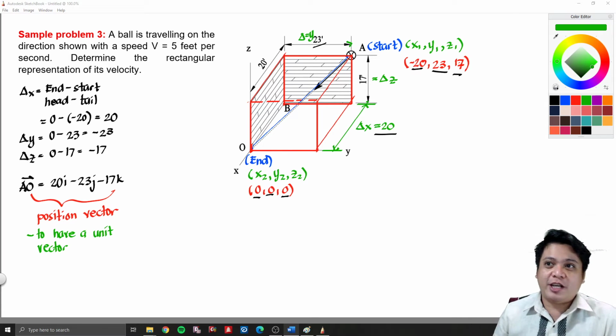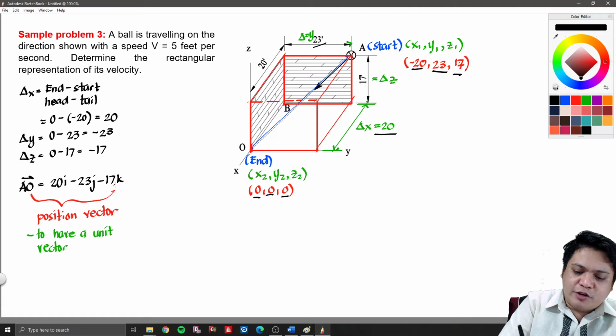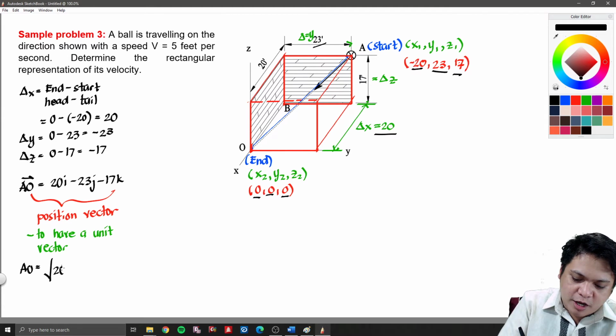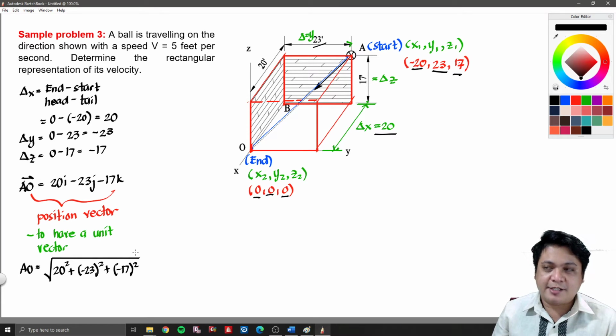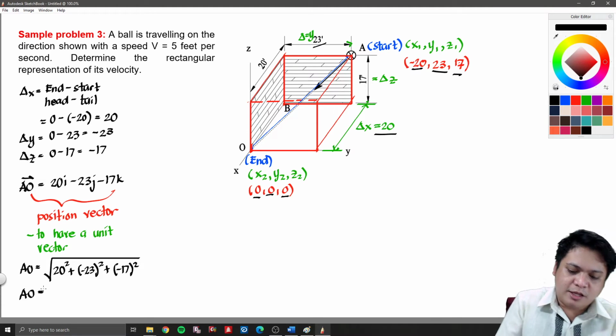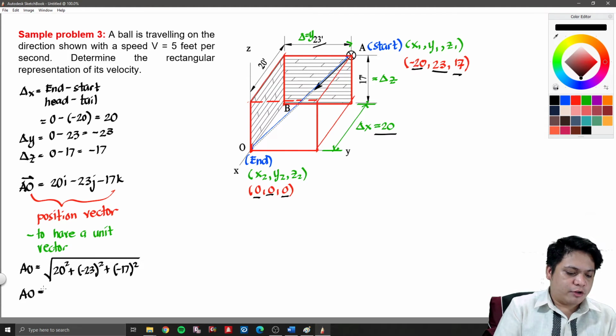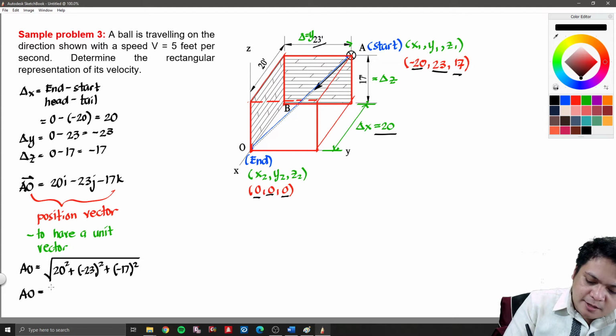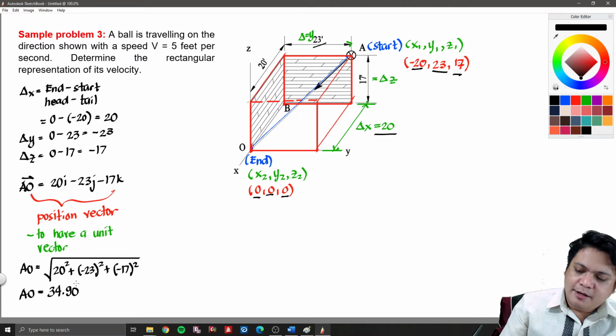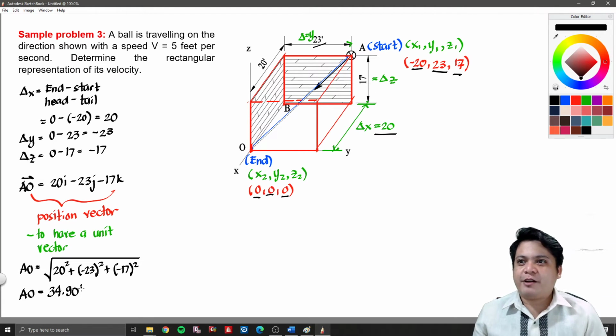So, pwede ko na ngayon kunin yung kanyang resultant ng position. Okay? So, kukunin ko yung resultant. Paano nga kinukuha yung resultant niyan? So, again, you will be having here the SRSS. So, you have 20 squared plus negative 23 squared plus negative 17 squared. Okay? So, you have there is the AO. Okay? So, now, it is now a scalar quantity, no? So, wala na akong bar sa taas. Okay? So, you will be having here square root of 20 squared plus negative 23 squared plus negative 17 squared. Okay? So, that's around 34.90. Okay? So, that is in feet. Okay? So, meron na akong AO.